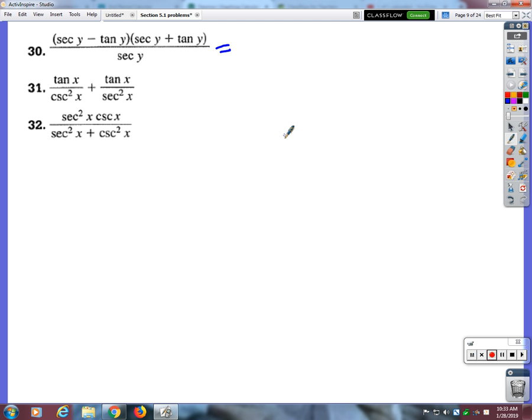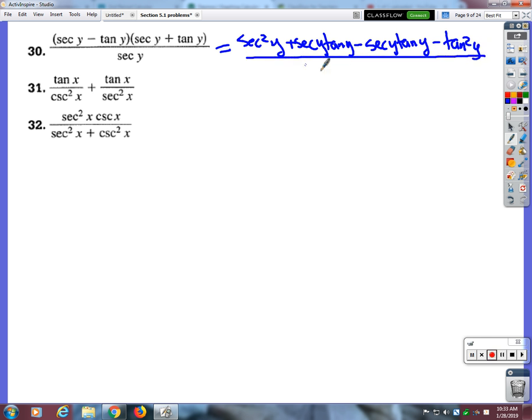The parentheses to me scream out FOIL. Get rid of parentheses. So, first times first: secant squared. Outside times outside: secant tangent. Inside times inside: negative secant tangent. And last times last: negative tangent squared. And that's all over secant.